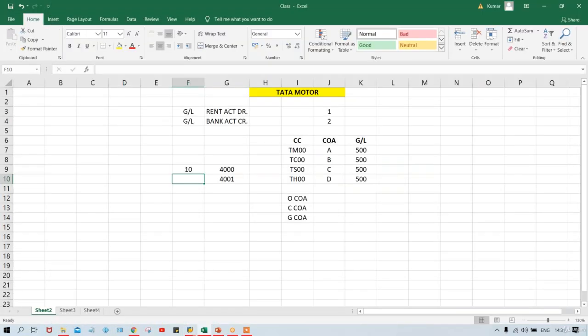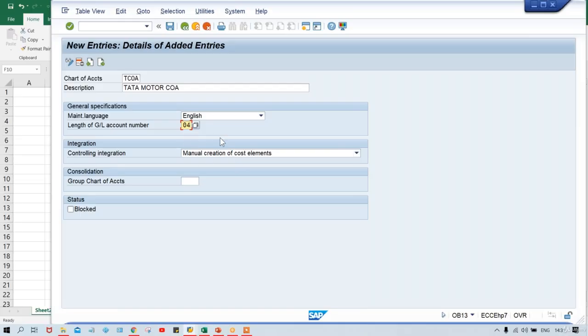In real time, what is happening? In real time, which length is going to be used? So I'll tell you guys, in real time, 4 digit length is not going to be used. Minimum 6 digit or 8 digit or 10 digit lengths are going to be used in real time. Okay, so now here I've given 4 digit length.